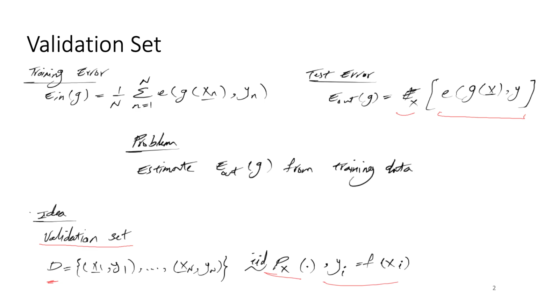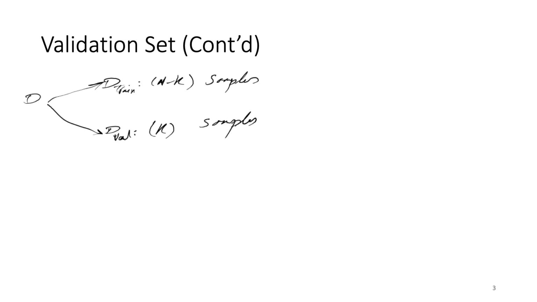And the way we partition the training data, D, is by allocating K of those, K samples, and we refer to them as the validation set, D val. You had D, you allocate K of those for D val, and the rest would be N minus K for D train, right? This is the way you partition your training data.